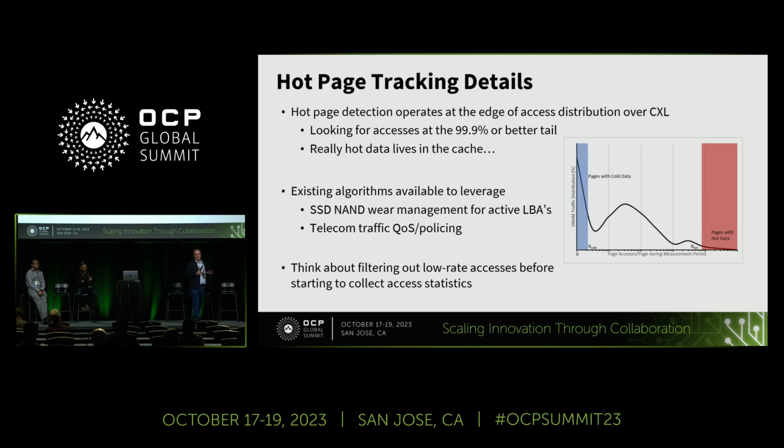Now, there are existing algorithms. It's funny when you start talking to the architects, everyone wants to build counters and little LRU caches and stuff like that. But really, there are existing algorithms out there. SSDs do it today. They understand that an LBA is being accessed more often than another LBA, and they change their behavior. Telecom QoS, even rowhammer at DRAM, it's a fairly defined problem that many people have thrown multiple solutions at. The hint I have is think about filtering out anything that's low access, and then start collecting statistics to build off the top of that.